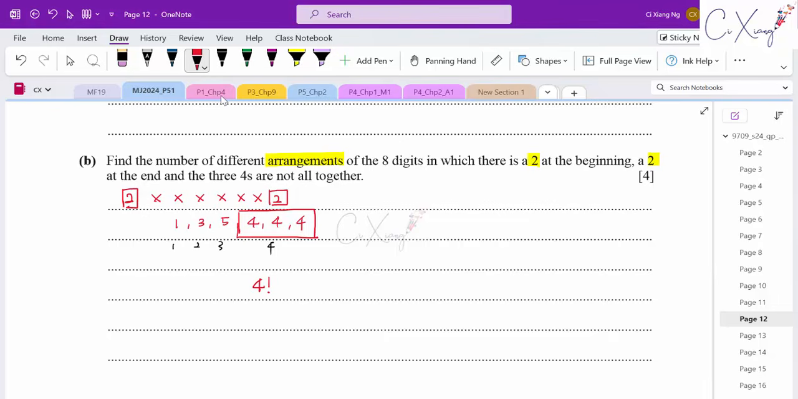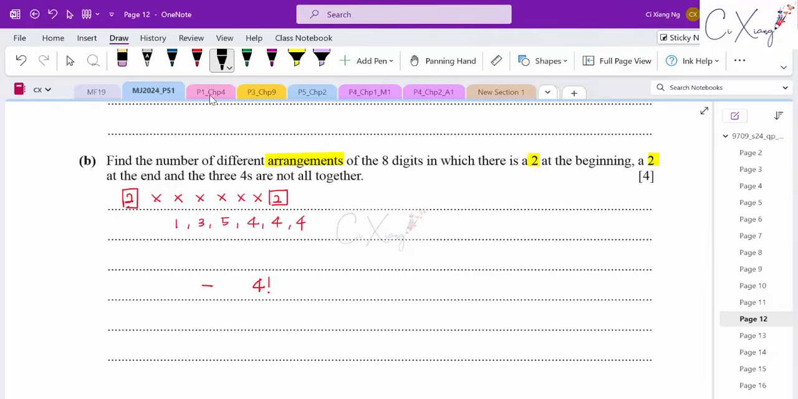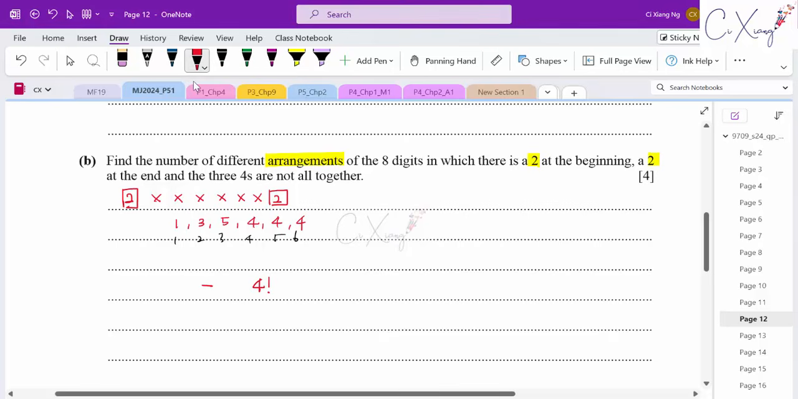Like what I told you just now, if you want to get the number for not all together, you have to take total minus all together. So this is all together, and I need my total minus the all together. What's my total here? The total arrangement is, you consider the 6 numbers here, 1, 2, 3, 4, 5, 6. So arranging 6 items should be 6 factorial.